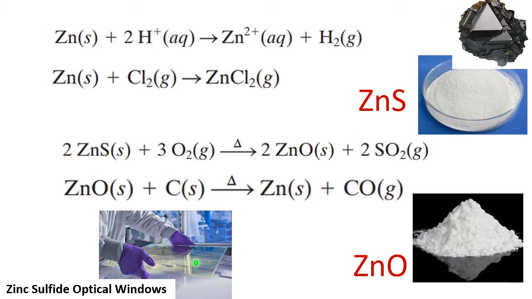Zinc sulfide itself, when it's high purity, is completely transparent, and it's used for instrumentation optical windows suitable for visible and infrared area. Zinc oxide is colorless or white. Most zinc salts, if an anion is not colored, are colorless. Again, the color of zinc sulfide ore is coming from the impurities.